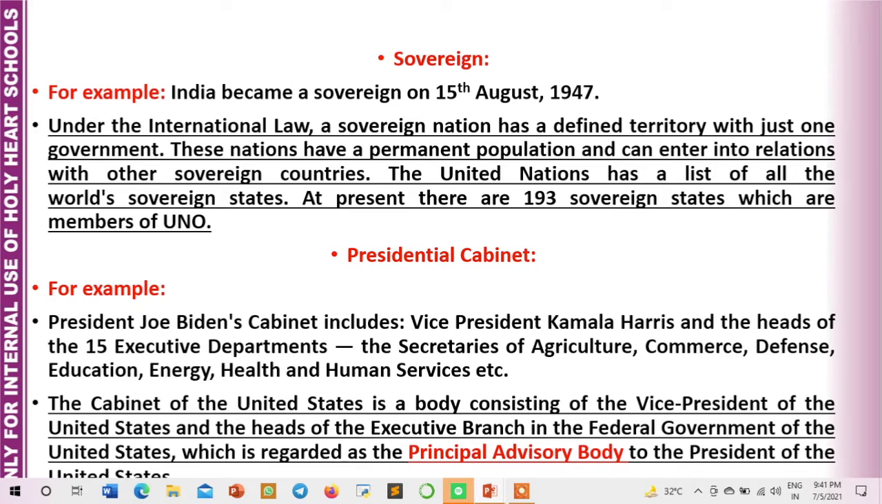The next is presidential cabinet. The example is President Joe Biden's cabinet includes Vice President Kamala Harris and the heads of the 15 executive departments, that is, the secretaries of Agriculture, Commerce, Defense, Education, Energy, Health, and Human Services, etc. So, the Cabinet of the United States is a body consisting of the Vice President of the United States and the heads of the executive branch in the federal government of the United States, which is regarded as the principal advisory body to the President of the United States.